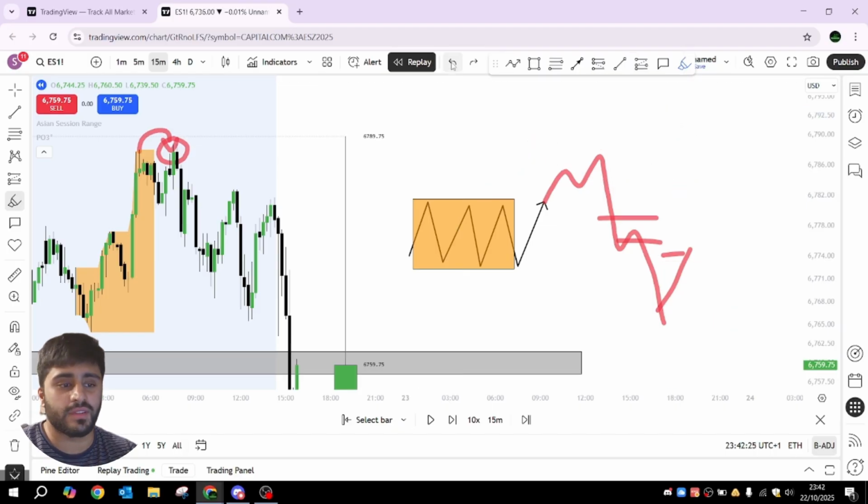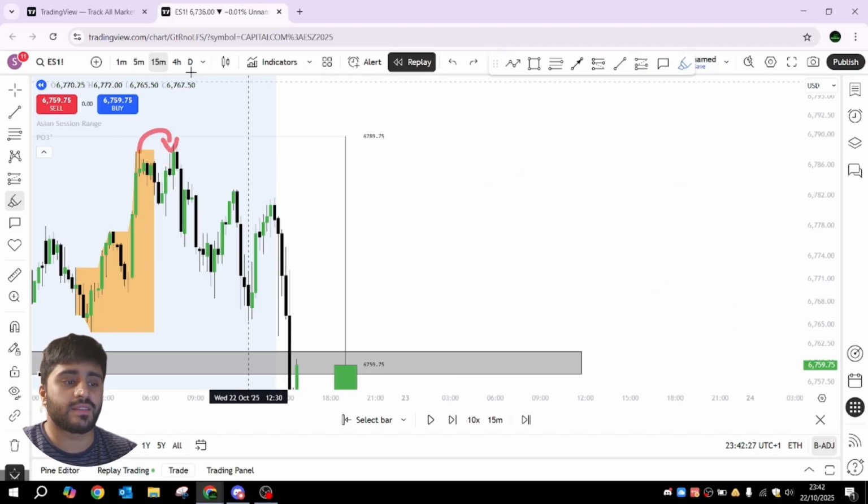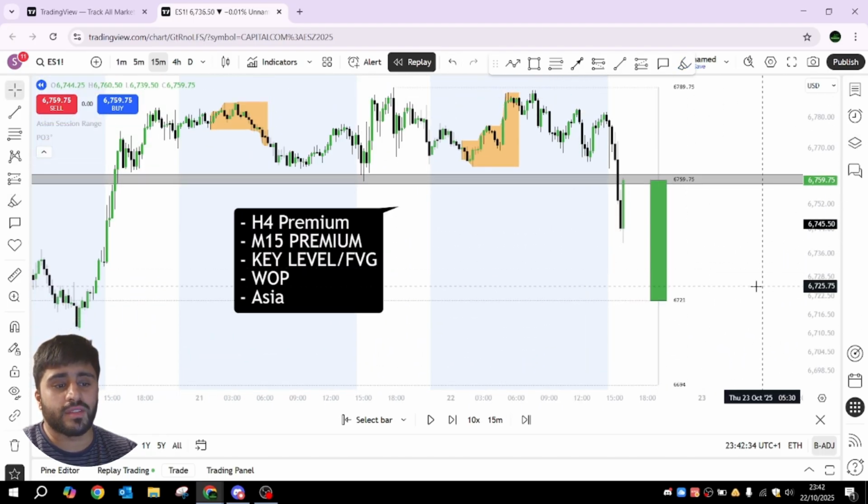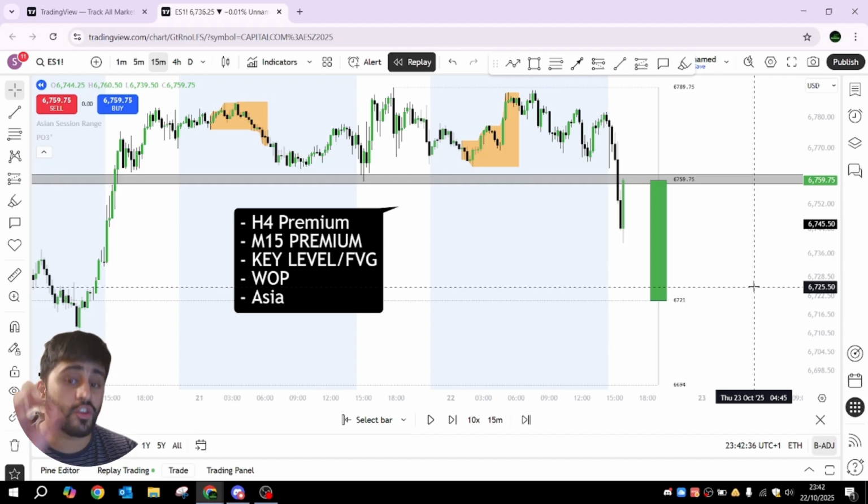It's just a little confluence I use. It's not a major confluence. It's just something I like to see. I like to see price taking out the Asian high. It's a good confluence. So here we have multiple confluences to take a short, not confirmations, confluences. Big difference. 4-hour premium, 15-minute premium, key level, above the weekly opening price, Asia.